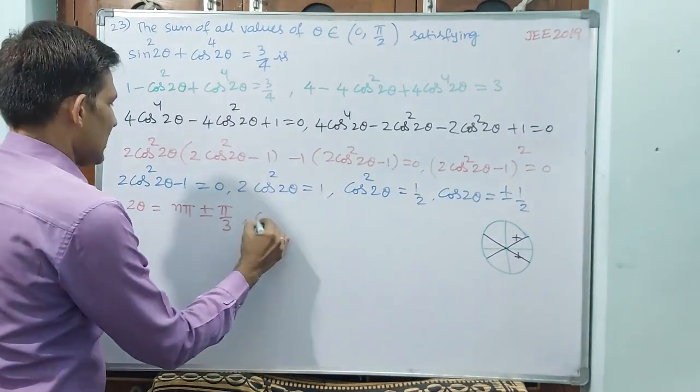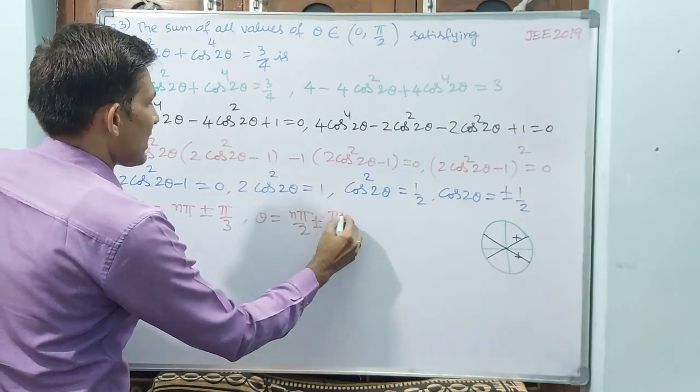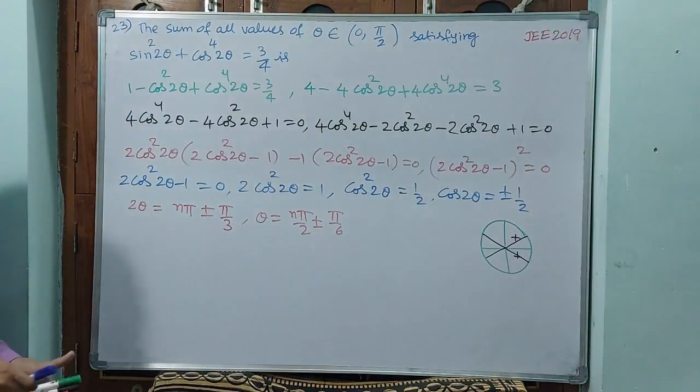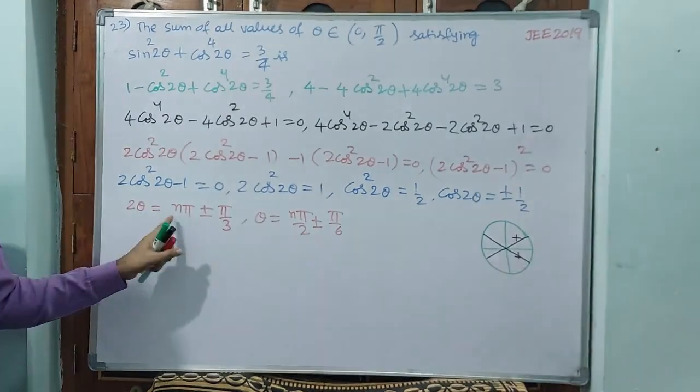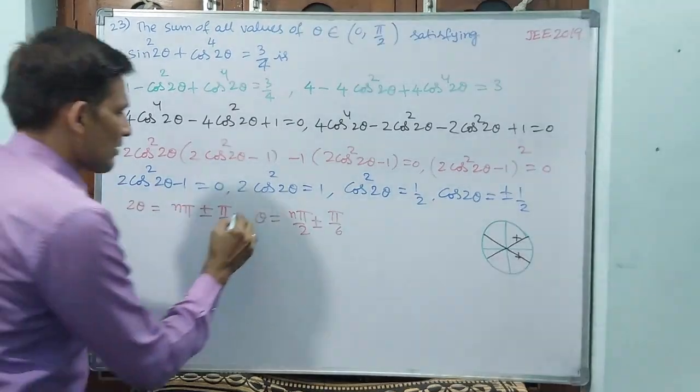Then what about theta? Theta is equal to n pi by 2 plus or minus pi by 6. N pi by 2 plus or minus pi by 6. You have to divide. Sorry, you have to divide. Okay. This is like a formula you take.